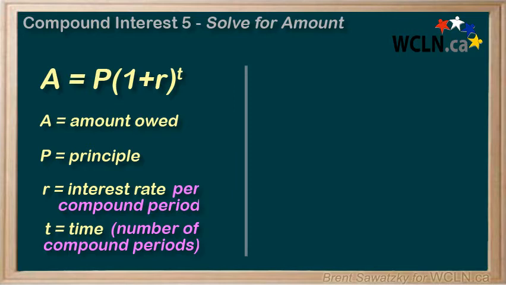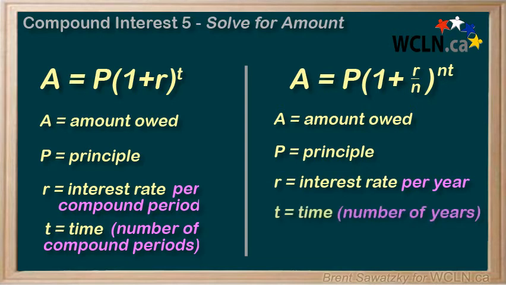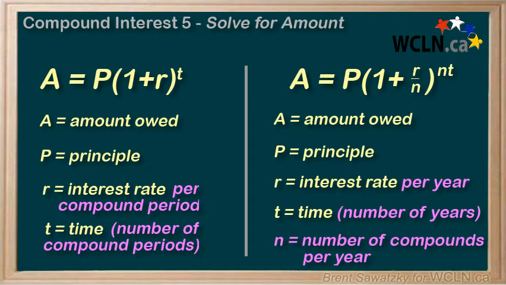Method 2. We sometimes add extra details to the equation to remember them this way. A equals P(1 plus R over N) to the power of NT. Again, A and P are the exact same as before, but in this case, the R is the interest rate per year. The T equals the time in years this time. And we add an extra variable N. And that's the number of compounds per year.